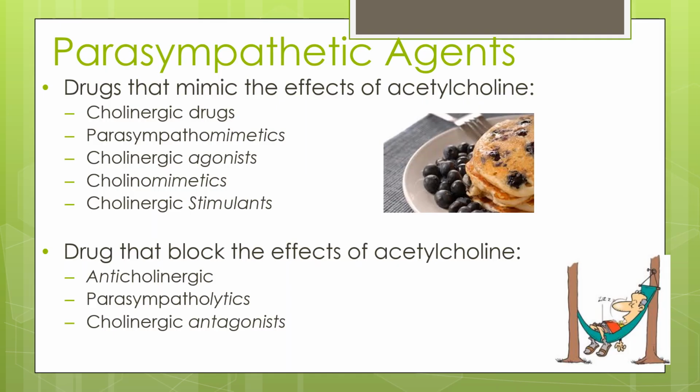The parasympathetic nervous system, remember, is your rest and digest. So we're going to talk about some different parasympathetic agents. The ones that we're going to talk about are either ones that block the neurotransmitter, which is acetylcholine, or ones that mimic the acetylcholine. When we talk about ones that mimic the acetylcholine, we're going to be talking about drugs that are cholinergic drugs, or parasympathomimetics, or cholinergic agonists, or cholinergic stimulants.